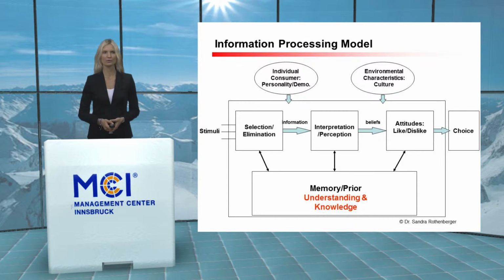Please look closely at this process, where we start with stimuli, we select and eliminate, we transfer to information, we interpret and perceive, we start to have beliefs, we start to have attitudes like and dislike, and the outcome and result of this information processing model is the choice. The base of selection, elimination, interpretation, perception, and attitudes are the memory and prior understanding and knowledge of the consumer.